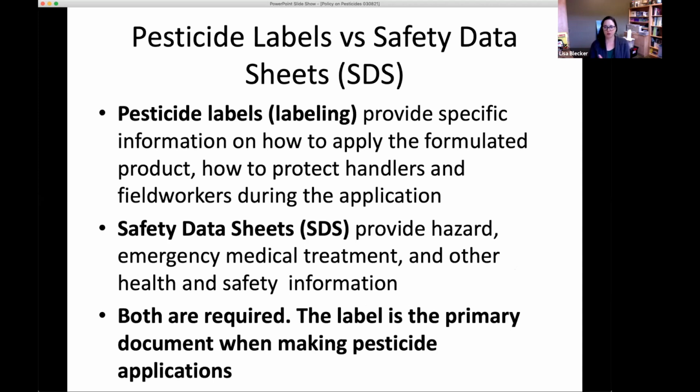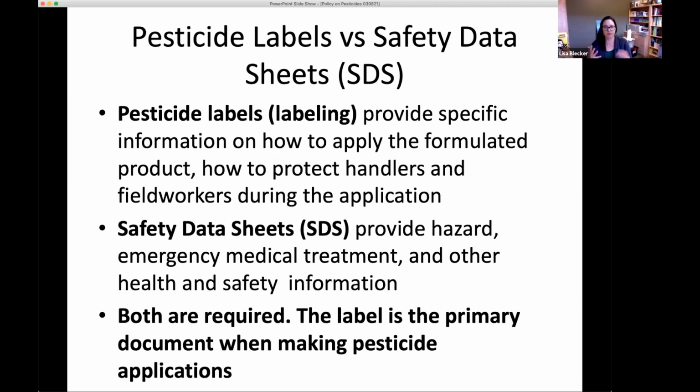So this is what you're supposed to do as a supervisor: provide specific information on how to apply the formulated product, how to protect handlers and field workers during the application. And then you have to provide safety data sheets for all recent pesticide applications. So safety data sheets provide hazard, emergency medical treatment, and other safety information. Oh, I'm sorry, I'm saying this all wrong.